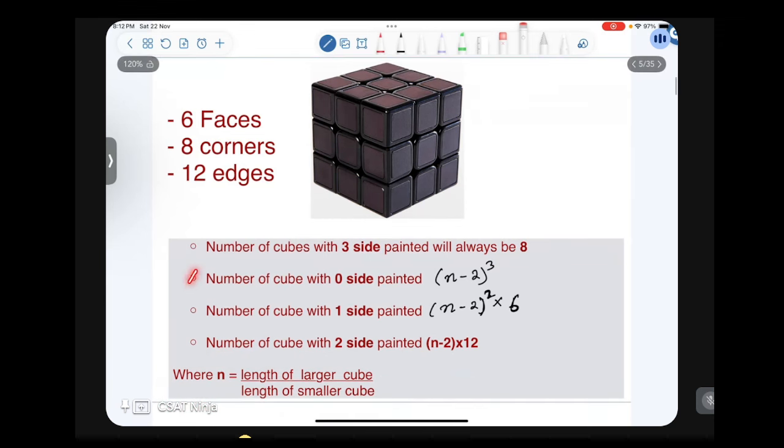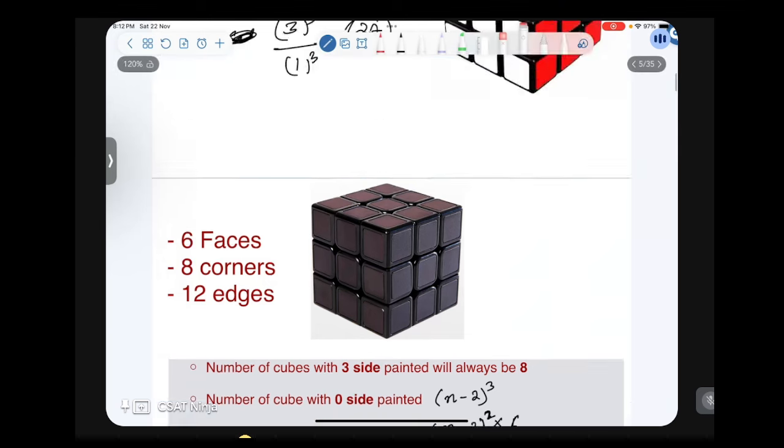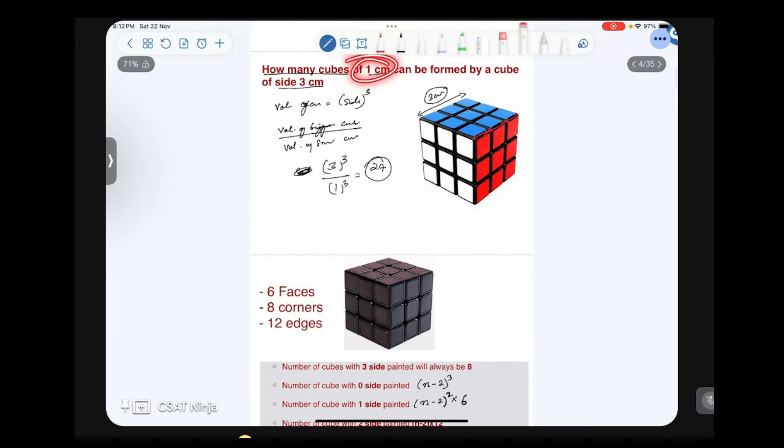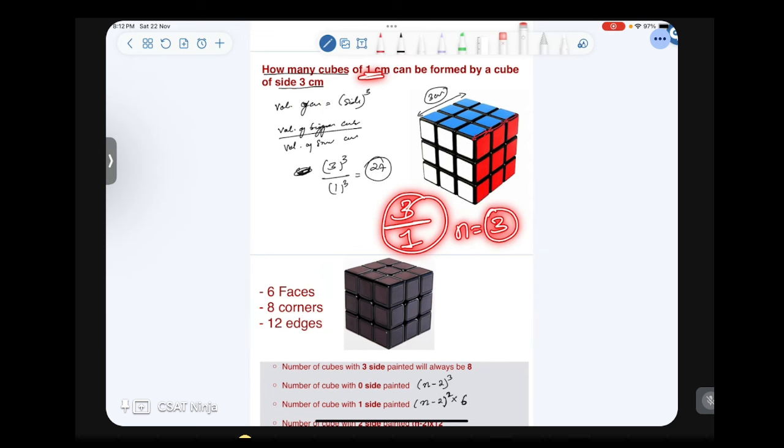First, before applying this formula or this formula or this formula, you need to find n first. What is n? N means the length of the larger cube divided by the length of the smaller cube. Length simply means the side, okay? So if I use this one, the side of the larger one is 3, and the smaller one is 1. So n here will be nothing but 3.